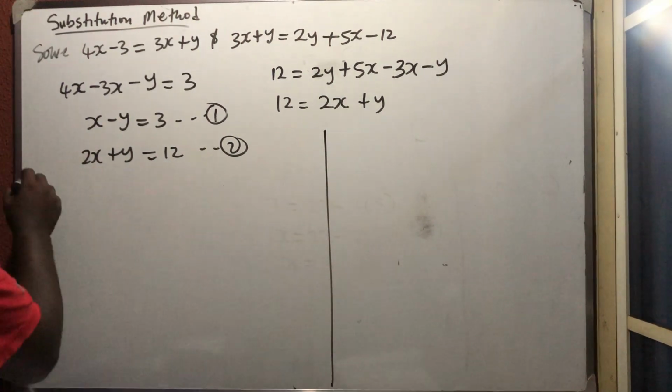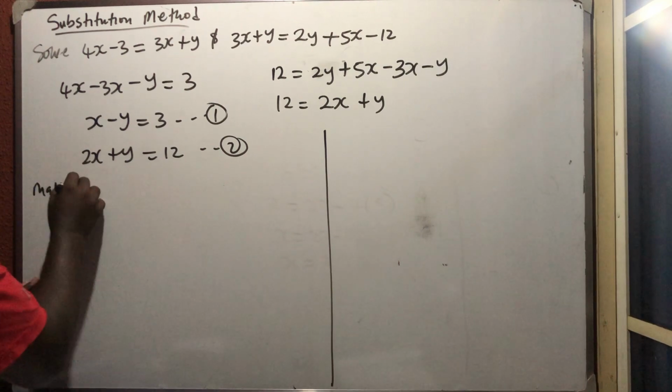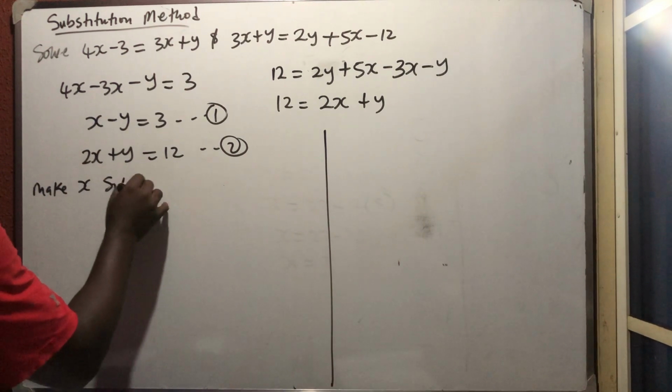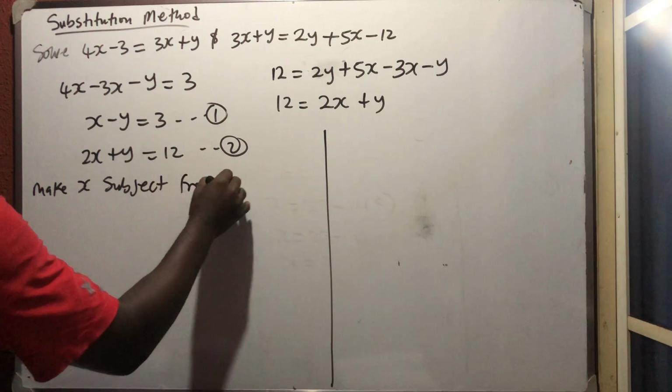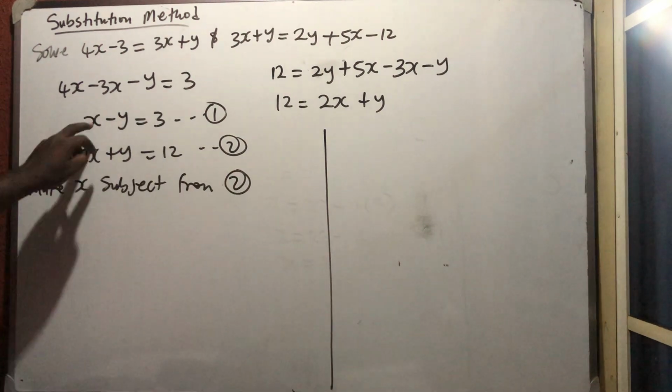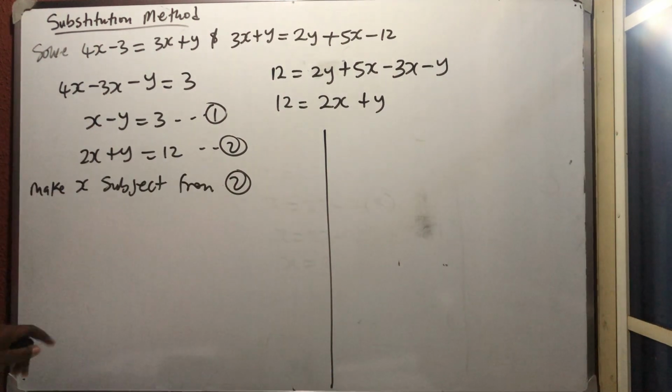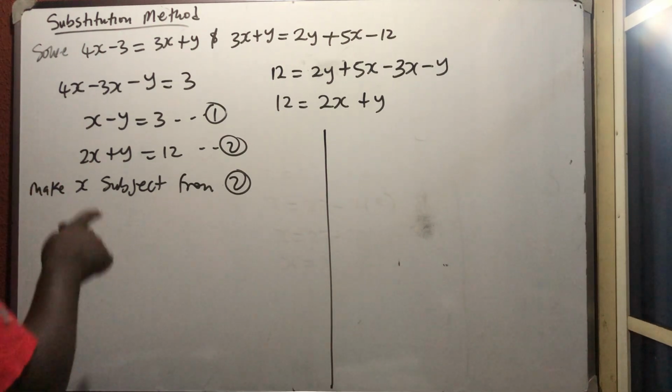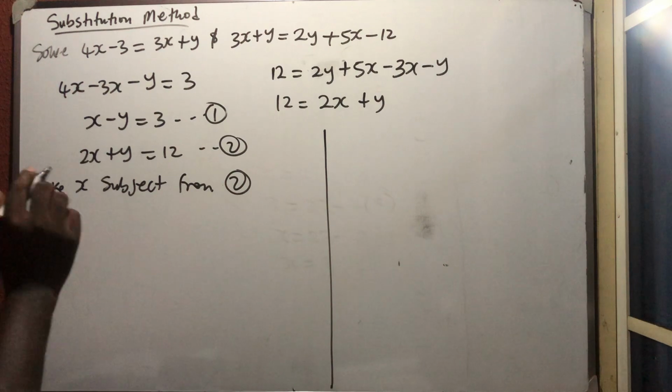So let us make x the subject from equation 2. Normally I'm supposed to make it from equation 1. It will be very easy for me, but I want to use equation 2 so that once maybe a situation arises where you have coefficients everywhere, you know what to do.